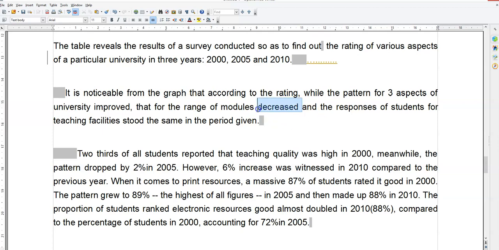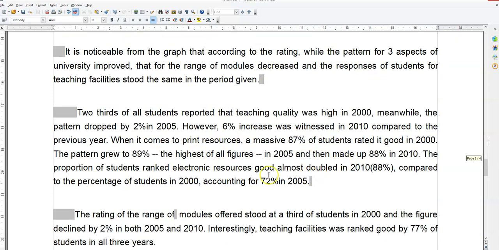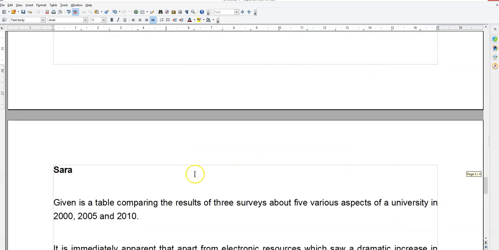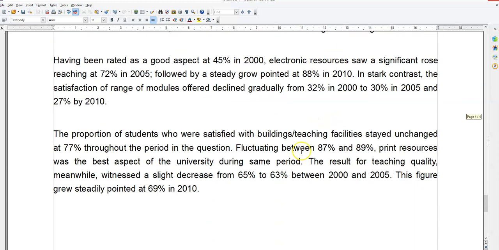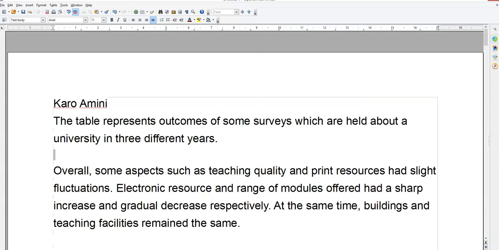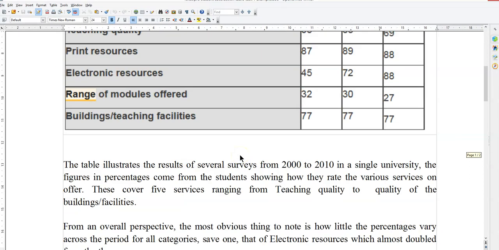Well, it decreased very marginally. As I say, 4 out of the 5 were basically unchanged. 2/3 teaching quality was high. 2/3 of all students. What's the exact figure? 2%, 2 on 5. It was witnessed compared to the previous year. Massive 87% student rated it good. Okay. Give us a table of the results of 3 surveys. Decrease. Okay. So these aren't too bad. These are heading along the right lines. But again, I'm just going to show you mine, and I think you probably learn more out of this.